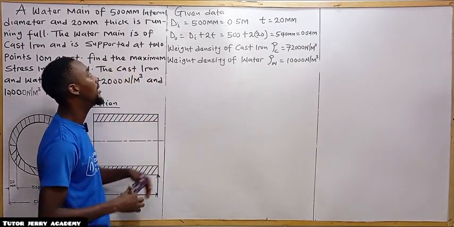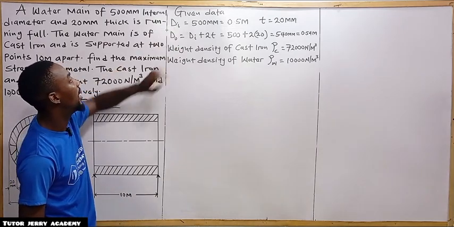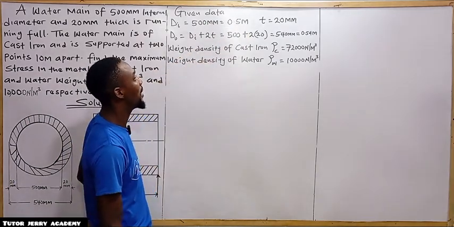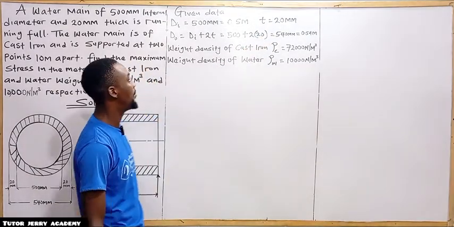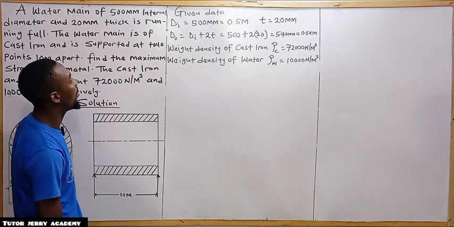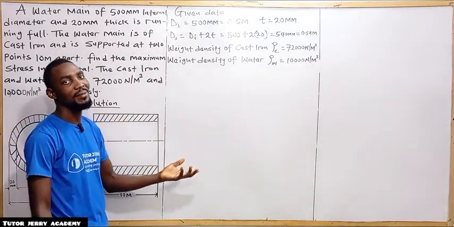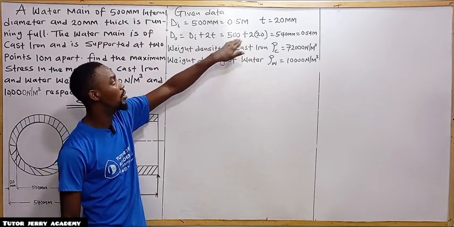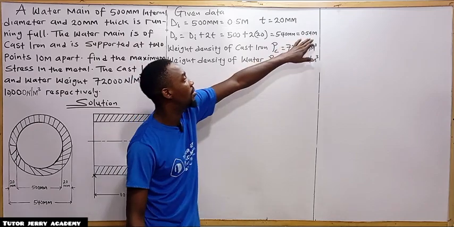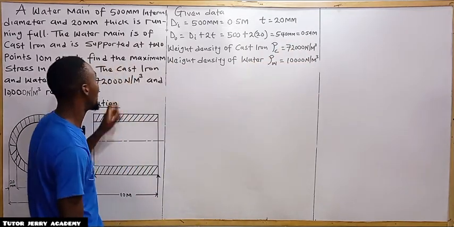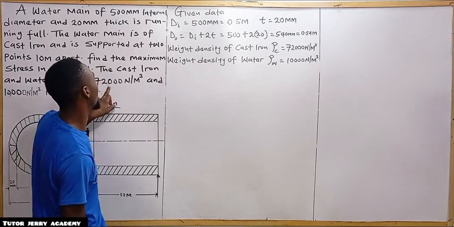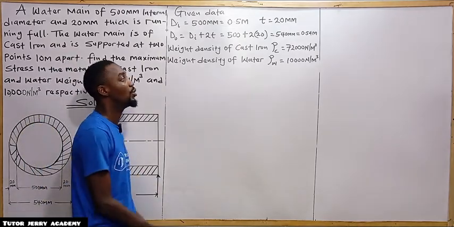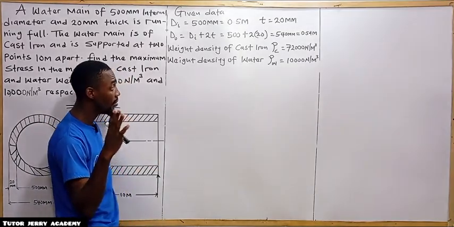So here is our given data. The internal diameter is 500 mm, which you convert to meter by dividing by 1000, and the thickness is 20 mm. Here we have our outer diameter. The formula for outer diameter is the internal diameter plus 2 multiplied by thickness. So you substitute, you are going to have 540 mm, convert it to meter. The weight density of the cast iron is given as 72,000, and the weight density of water is 10,000 Newton per meter cube.